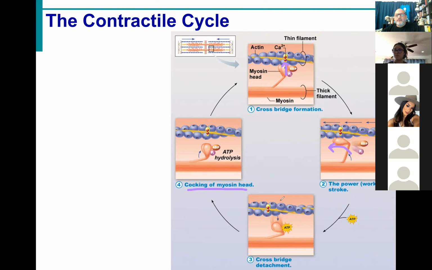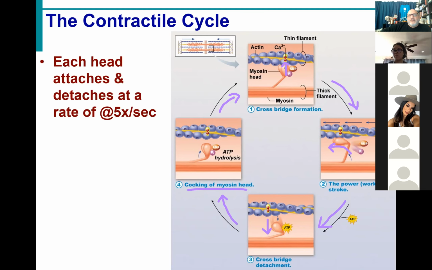After it performs its power stroke, releasing the ADP and phosphate, a new ATP binds to it and it lets go of the actin. But notice it's not ready to do work yet. It has to become reprimed again. And then once it's primed, assuming the regulatory proteins are out of the way, it can bind. Once it binds, it performs its power stroke. Then a new ATP comes in, gets it to let go, and this process continues. Again, each myosin head on average produces about 5 contractile cycles in a second.